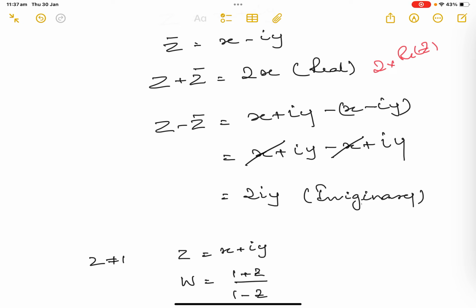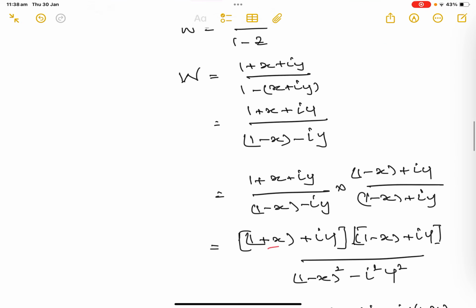And the next one, z minus z bar, is x plus iy minus x minus iy. Remove the brackets: x plus iy minus x plus iy. So x cancels out. What we are left with is 2iy. So this one is 2 times the imaginary part of z. In the question, it says 2i times the imaginary part of z. That's not correct. It is 2 times the imaginary part of z, because when you say imaginary part, the i is already excluded, so you don't need that.